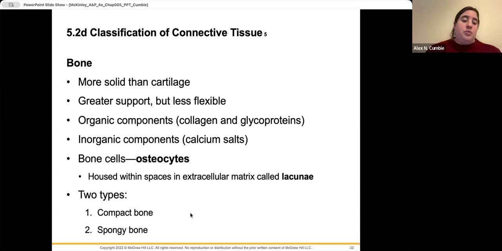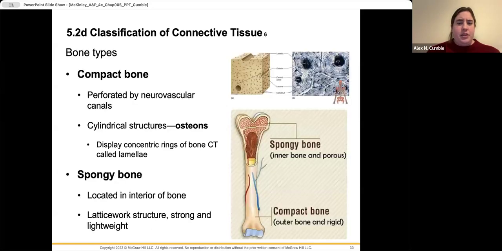There are two types of bone, which we'll get much more deeply into in the bone chapter. But we have compact bone, which is the hard outer bone, and spongy bone, which is kind of the porous branching bone in certain parts of bone in the center. When we look at this, we can see the porous spongy bone here, and then the hard outer bone is going to be that compact bone.